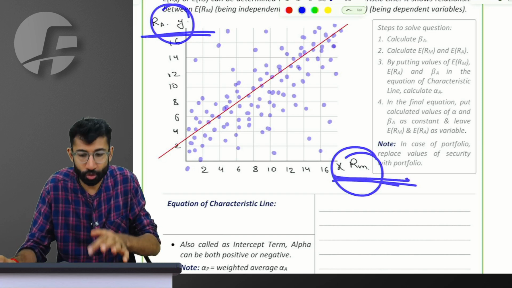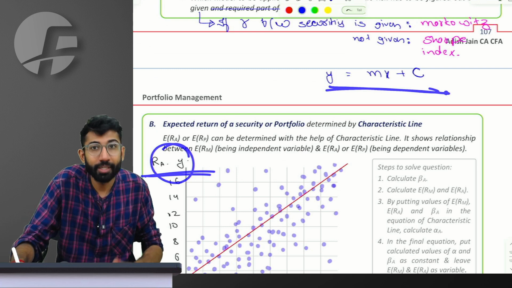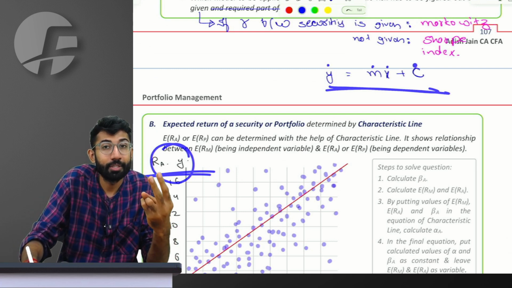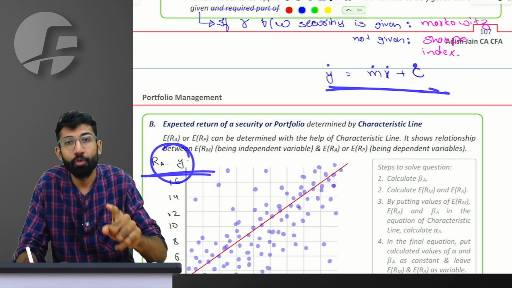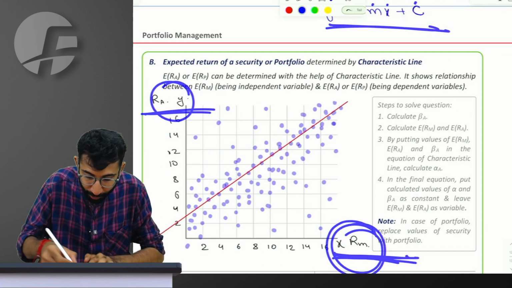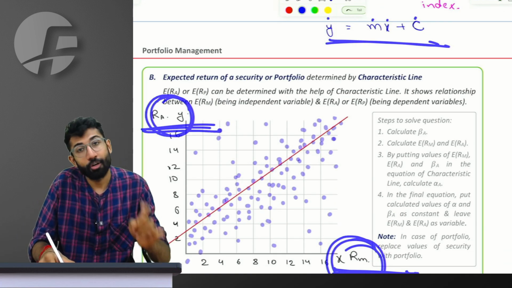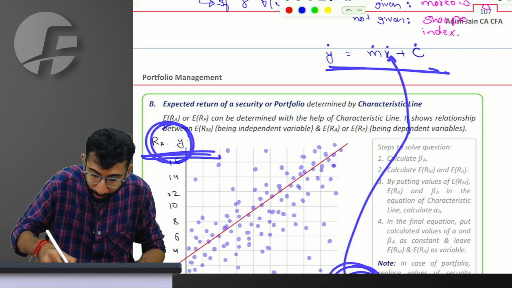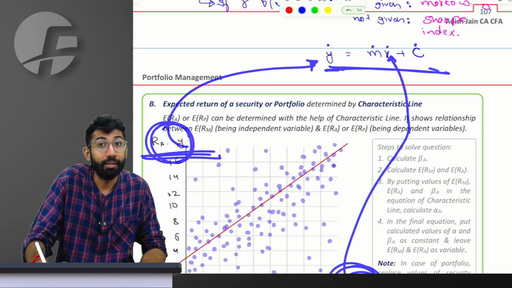Most of the students who mug up the equation ultimately don't even realize which two of these four numbers are variables. So simple common sense, now onwards you are never allowed to forget it: the numbers which come on the axis are always the variables. The one on the x-axis is the independent variable, the one on y is the dependent variable.